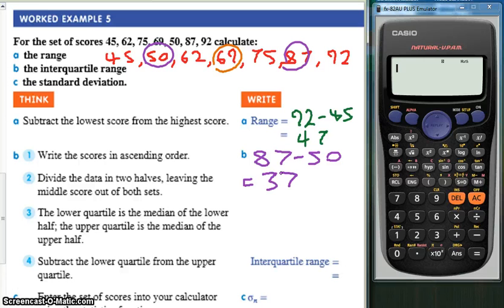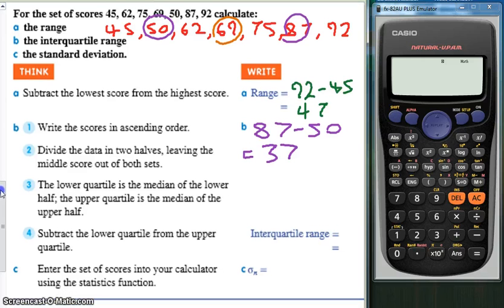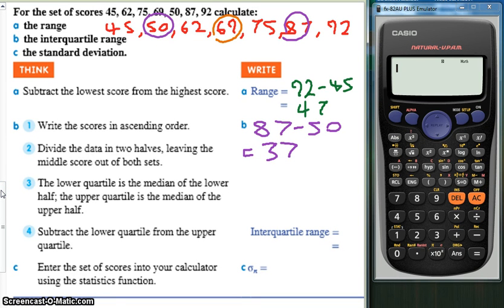Alright, so we've got that. Now we're on to the standard deviation. Entering the data. First thing you got to do with your calculator is you need to get it set up for statistics mode. Do you guys know how to do that? What do you do? Mode 2. Okay, so let's go mode 2. That's great. 1. Okay, so we're doing one variable.